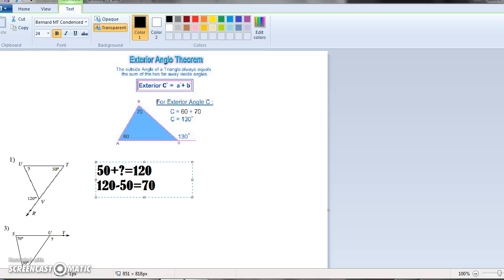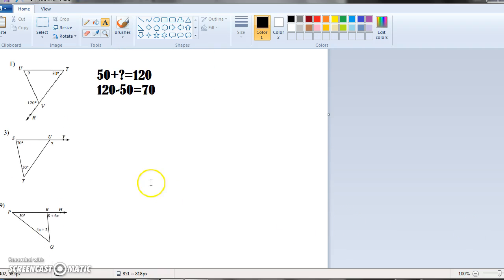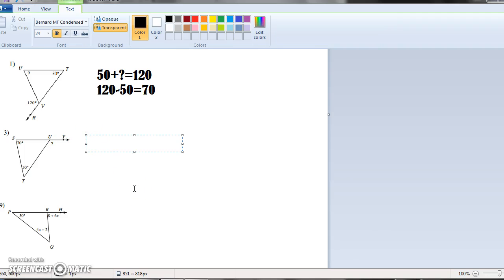But after that, I want you to take a look and skip down to number 3. Number 3 has two of the angles on the inside and then the question marks on the outside of the triangle. And I'll say this is actually easier because all you have to say again is by the exterior angle theorem that 70 plus 50 equals question mark, which means that question mark equals 120 again. So it's like the reverse of what we did before.